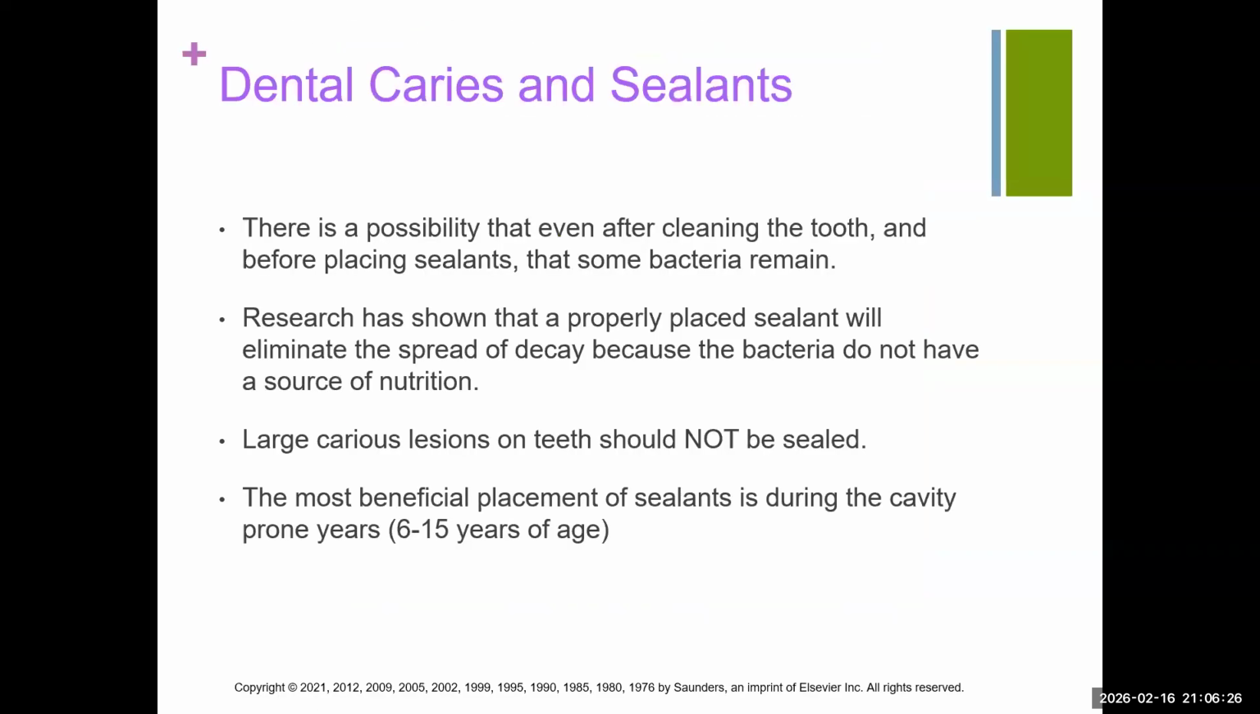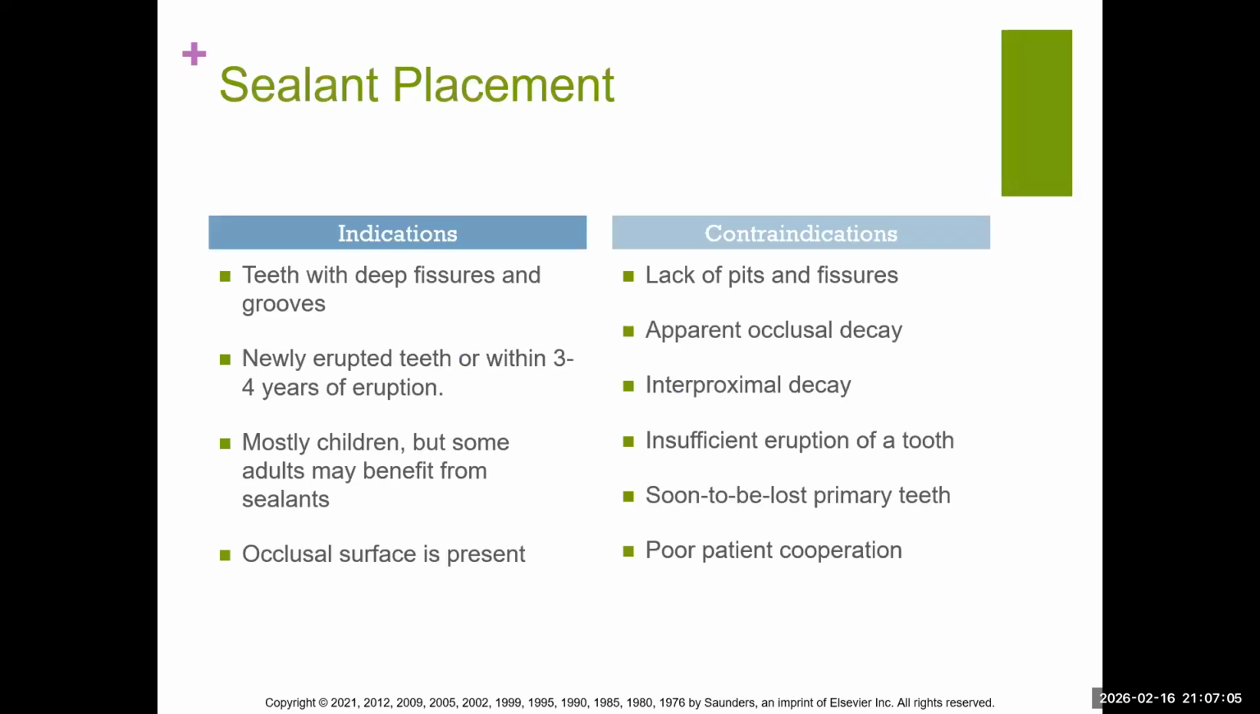There is a possibility that even after you clean a tooth and before you place sealants, some bacteria could be present. But research shows us that if you put a sealant properly, it could eliminate the spread of that possible decay because the bacteria do not have any more nutrients getting exposed to them, because they're walled off once a sealant is placed. But large carious lesions on teeth, obviously, should not be sealed. The most beneficial placement of sealants is during cavity-prone years, and the cavity-prone years are ages 6 all the way to 15 years of age.